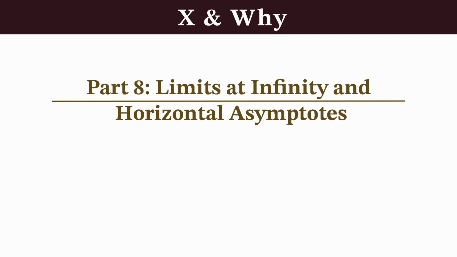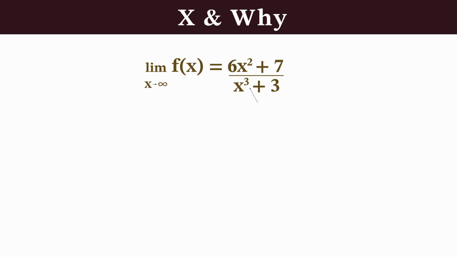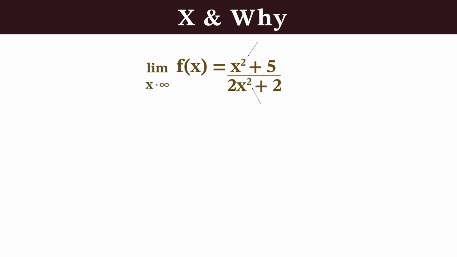Part 8. Limits at infinity and horizontal asymptotes. When evaluating limits at infinity for rational functions, remember these helpful rules. If the degree of the numerator is greater than the degree of the denominator, the limit is positive or negative infinity. If the degree of the denominator is greater than the numerator, the limit is 0. If the degrees of the numerator and denominator are equal, divide the leading coefficients to get the limit.